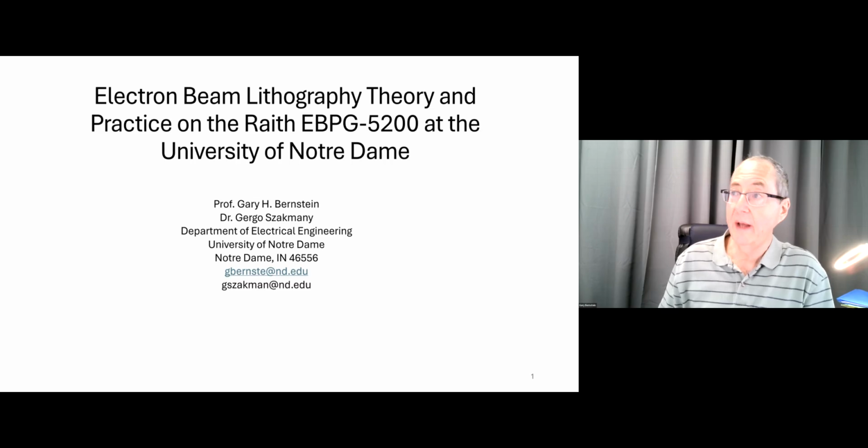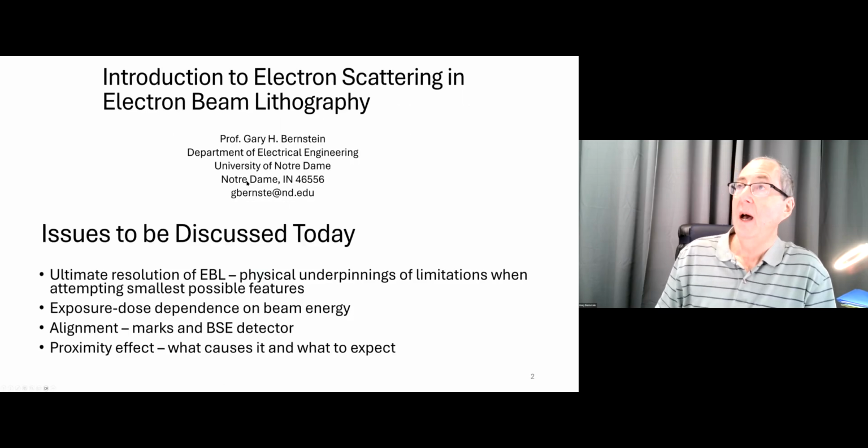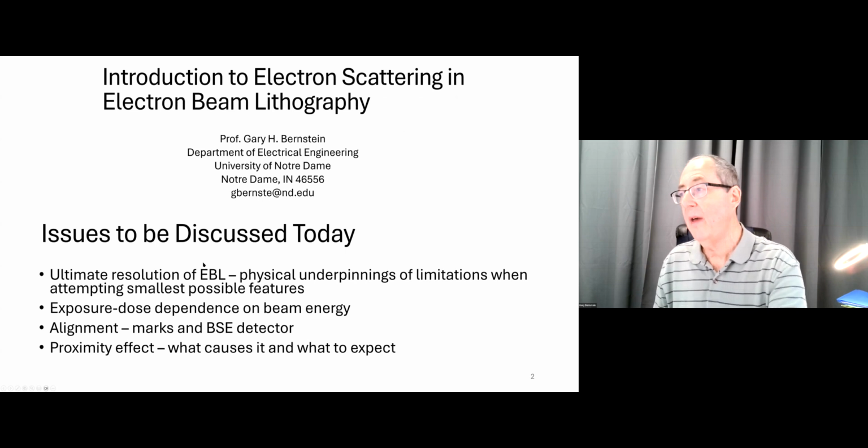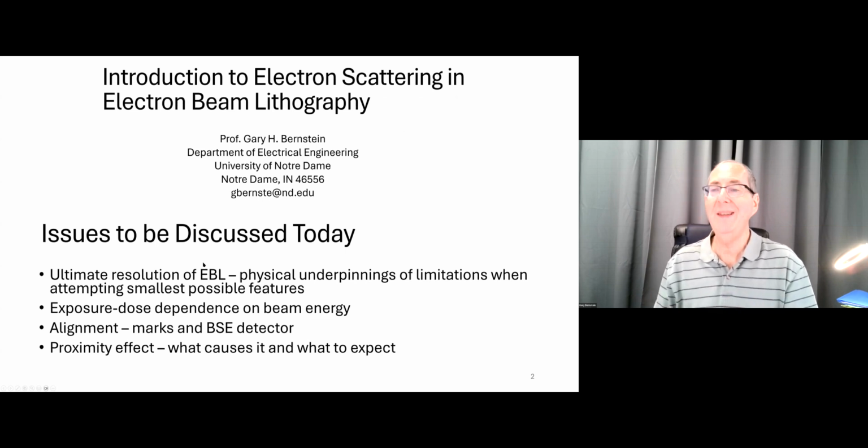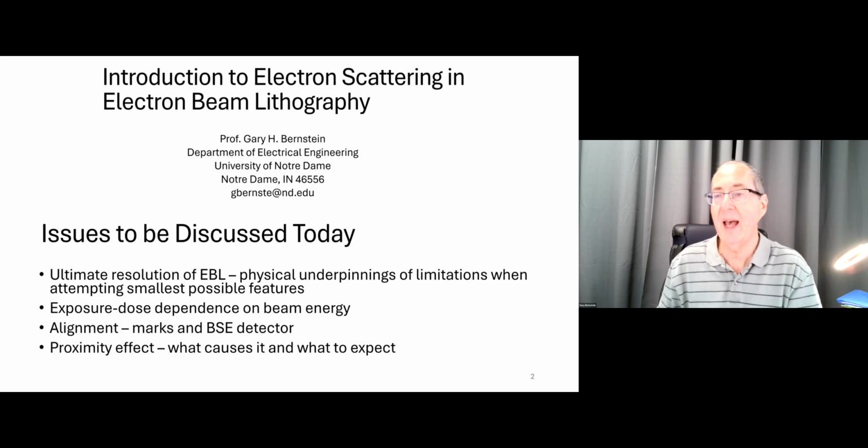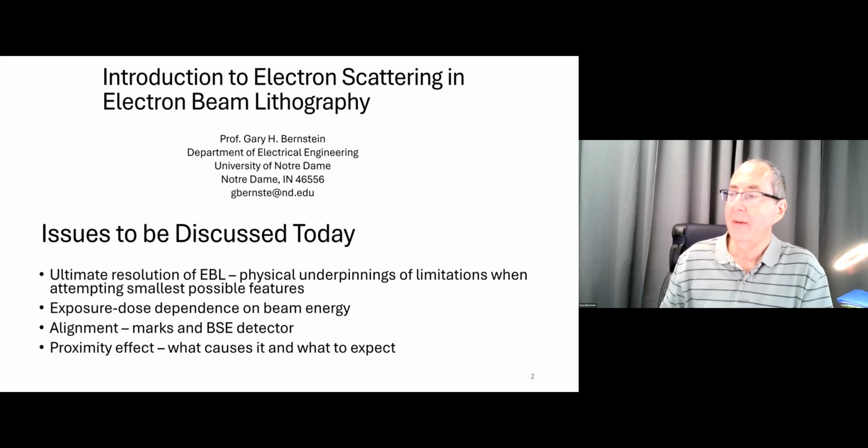So I'm going to start now with some background material. I'm going to talk about electron scattering in electron beam lithography. I'm going to talk about the ultimate resolution of electron beam lithography, what basically limits you from getting any smaller than a certain feature size. I'm going to talk about how beam energy affects exposure dose.